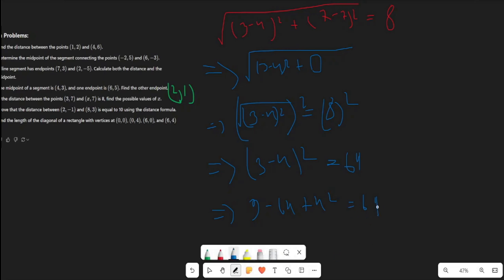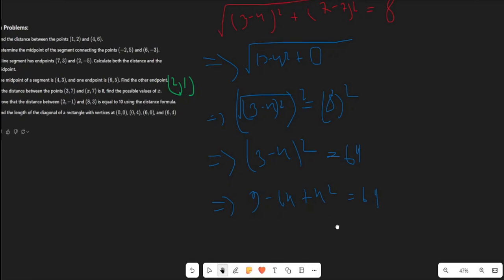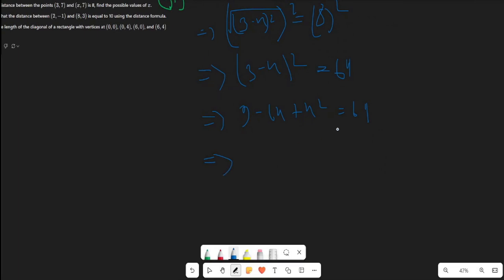Now we will take this value to that side. Then 64 minus 9 equals 55. There is 55. 55 plus 6x minus x square equals 0. Now I think we have to do the middle term breakup rule. So let's think for a moment, how can we factorize this to get the value of x.